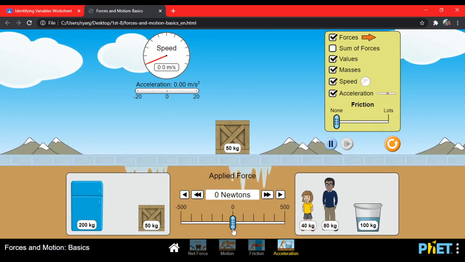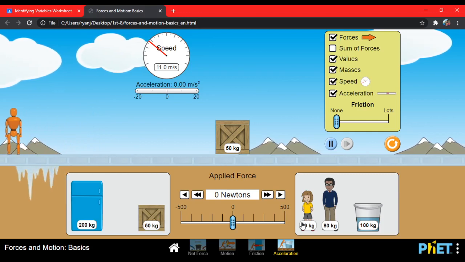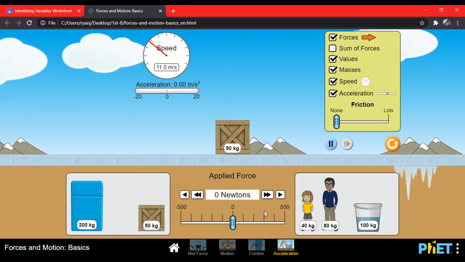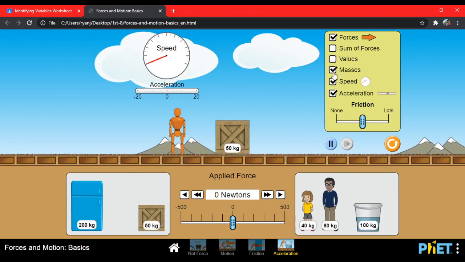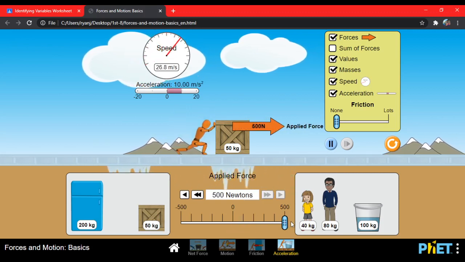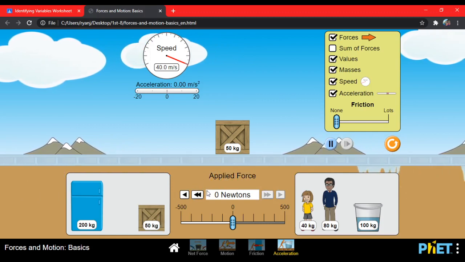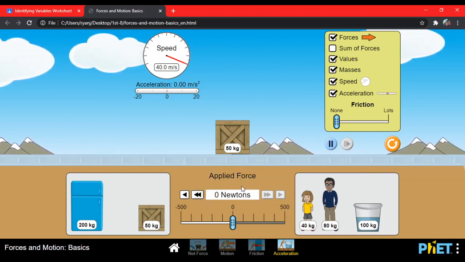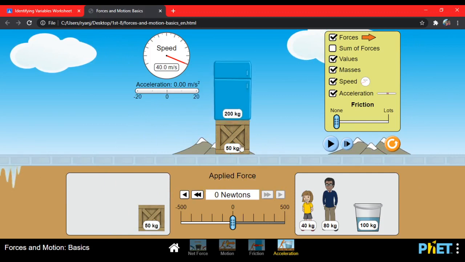So let's remove the friction for you to see the effect. Let's push it again one more time. The speed is 11 meters per second and it doesn't accelerate. So let's restart and put it none. If we push this one, as you can see, the acceleration is greater. So if you put that amount of force, how about we try this one and push it using the same amount of force that we have earlier?